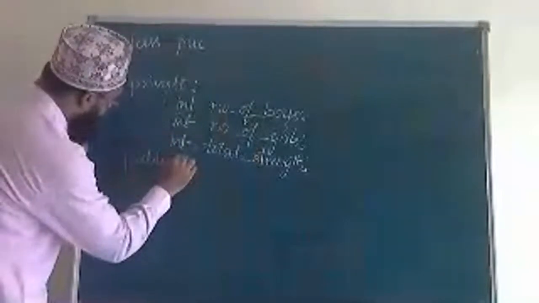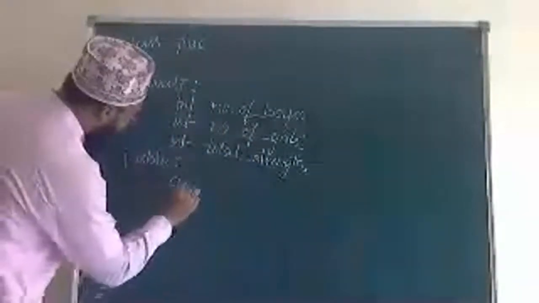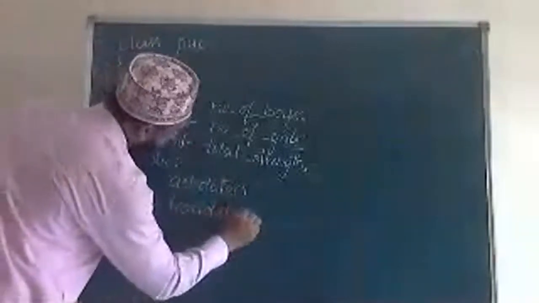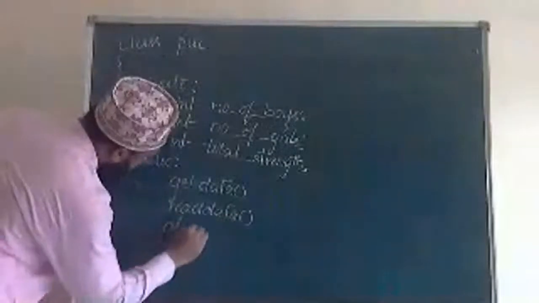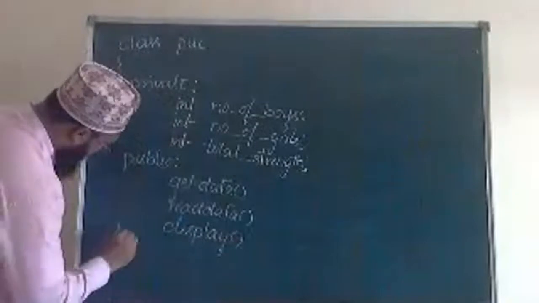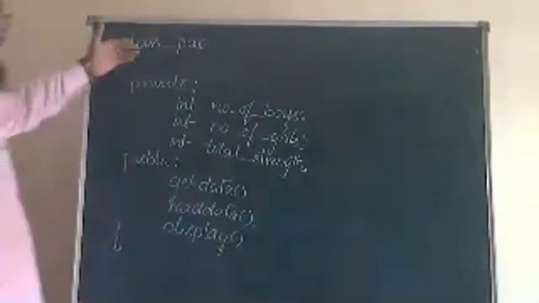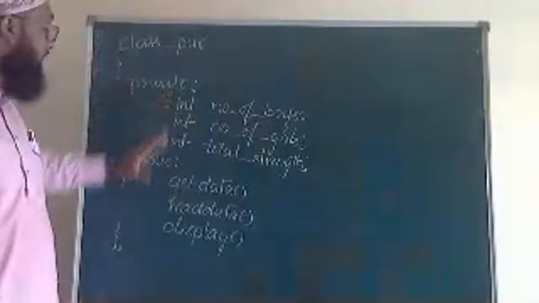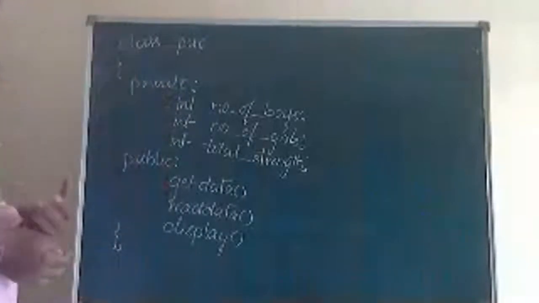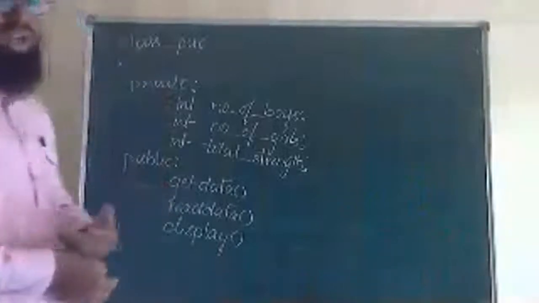access specifier, we can write get data, then read data, then display. Get data, read data, and display. This is a class. It includes both data and functions. So we can define a class like this. Okay, so we have discussed objects and classes so far.